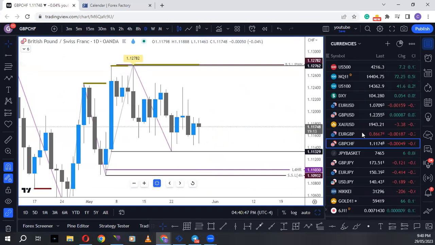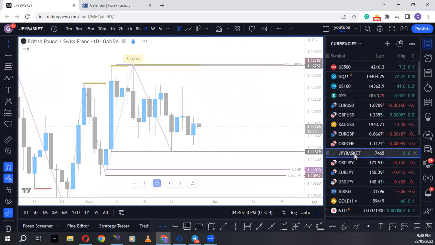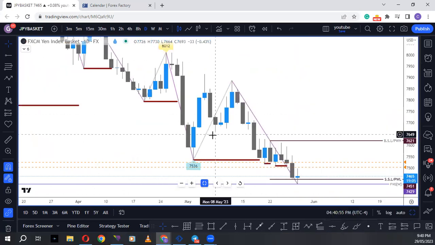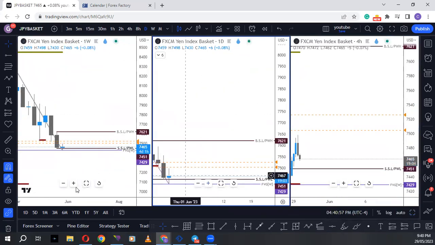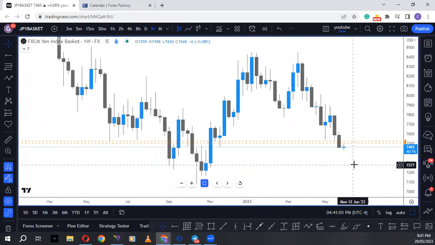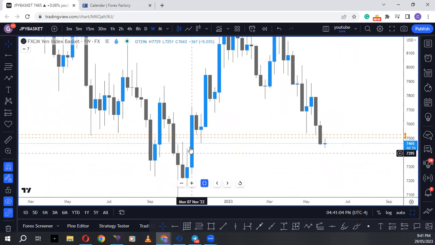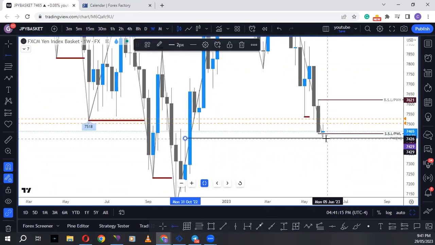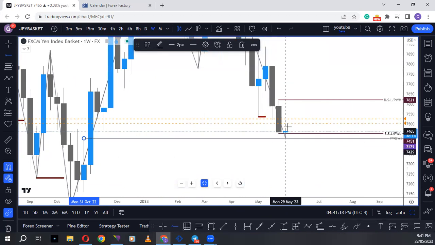Then the next thing we're going to look at is the yen basket. We use the yen basket to check the directional bias of the yen against the other currencies. So if we look at this pair, the yen is bearish for now, and it has almost closed up its weekly fair value gap. Let me see. It seems it has closed up the weekly fair value gap. Yes, it hit it today, and it has closed back into the weekly range.